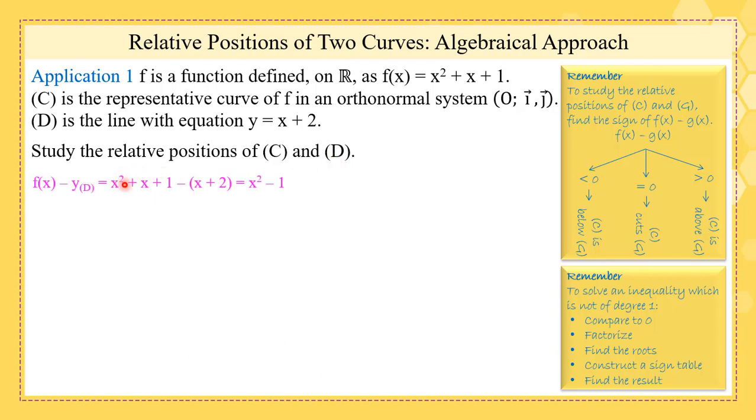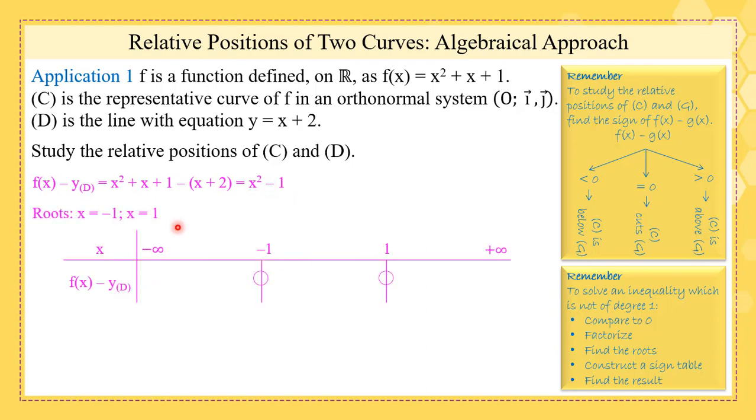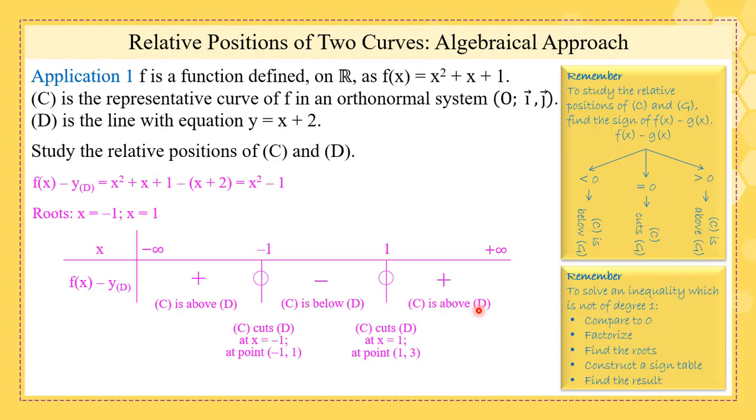Now here f of x minus y of D is x squared minus 1, and it's easy to study its sign. The roots are negative 1 and 1. Put the sign table: same, opposite, same. So here we can say that C is above D. Here C cuts D. Here we have C is below D. Here C cuts D. And here C is above D. Now it's enough to say that C cuts D at x equals minus 1.